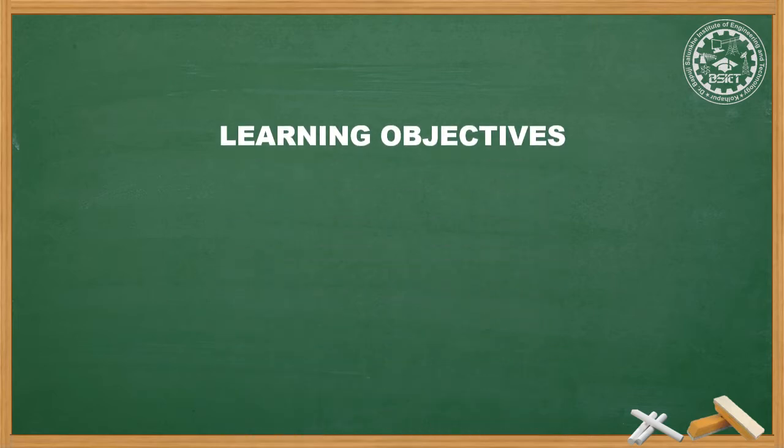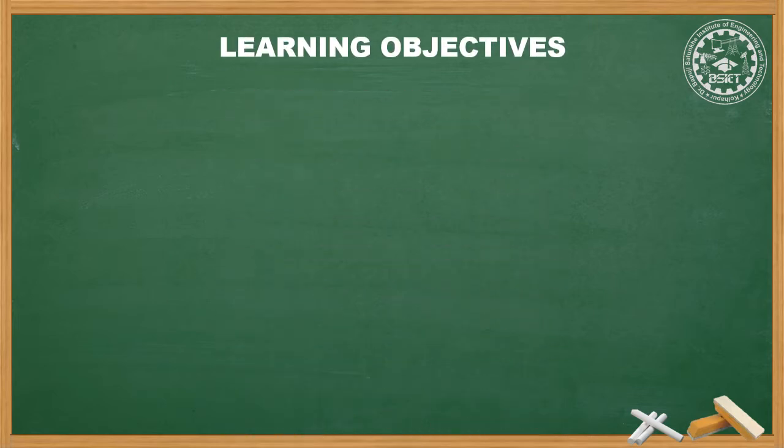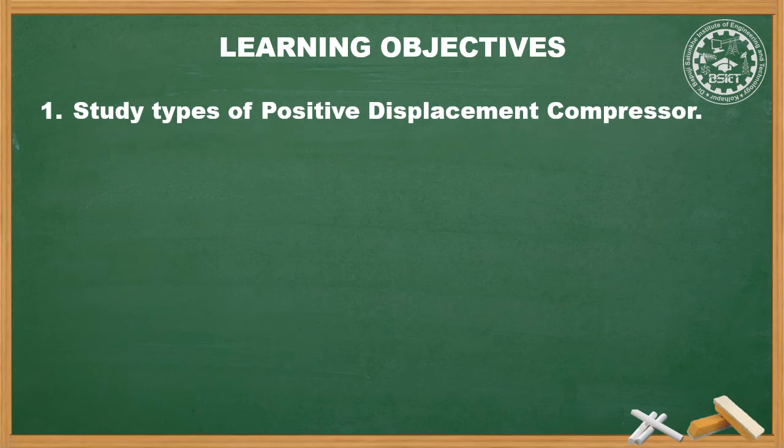The learning objectives for today's session are: study the types of positive displacement compressors and non-positive displacement compressors. The types of positive displacement compressor, such as screw compressor, lobe compressor, vane compressor, and axial flow compressor will be studied, and centrifugal compressor will also be studied in today's session.